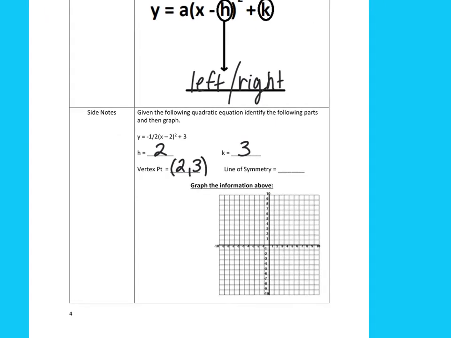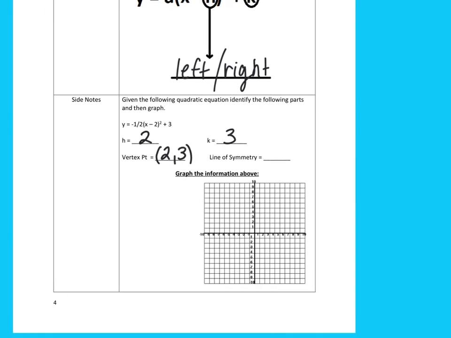My line of symmetry then, so let's go ahead and plot that point, 2, 3. If I know that that's either the top or the bottom of my U, I know my line of symmetry is going through that point, don't I? What is that line? 2. X equals 2.